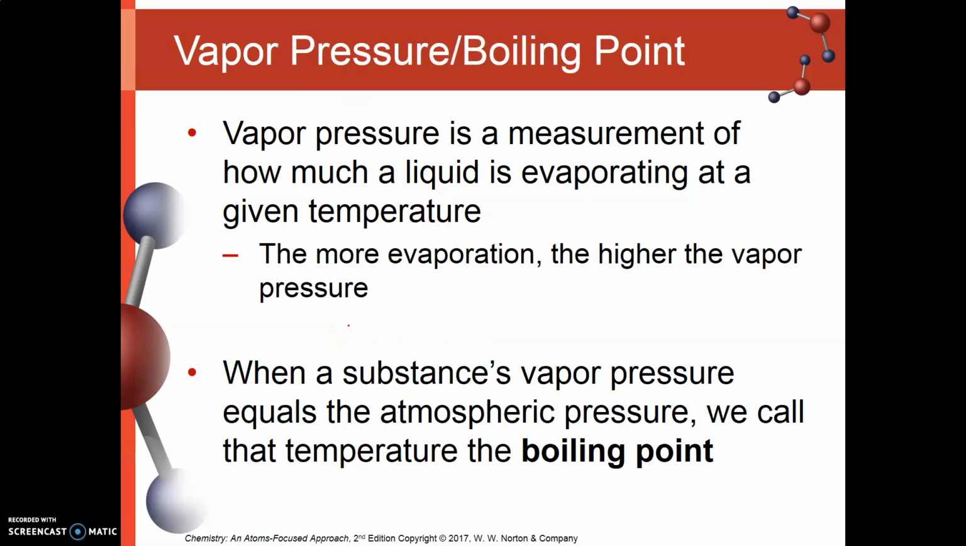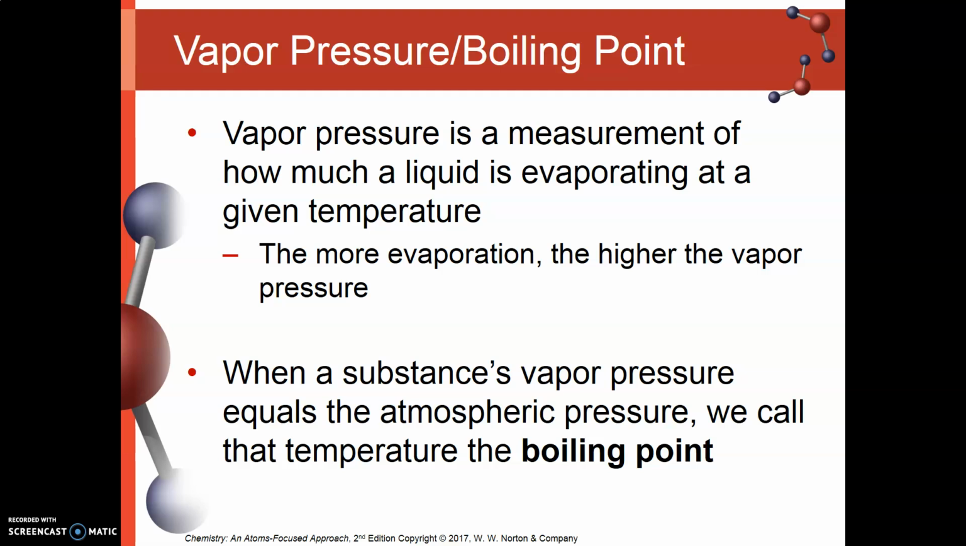The next physical property that we're going to look at is vapor pressure. Now, vapor pressure is the measurement of how much a liquid is evaporating at a particular temperature. And the real simple way of thinking about this is that the more things evaporate, the higher the vapor pressure is going to be. And so there's some temperature effects involved there. We know that when temperature is increased, we're going to see higher rates of evaporation, which means we're going to see higher vapor pressures as well.